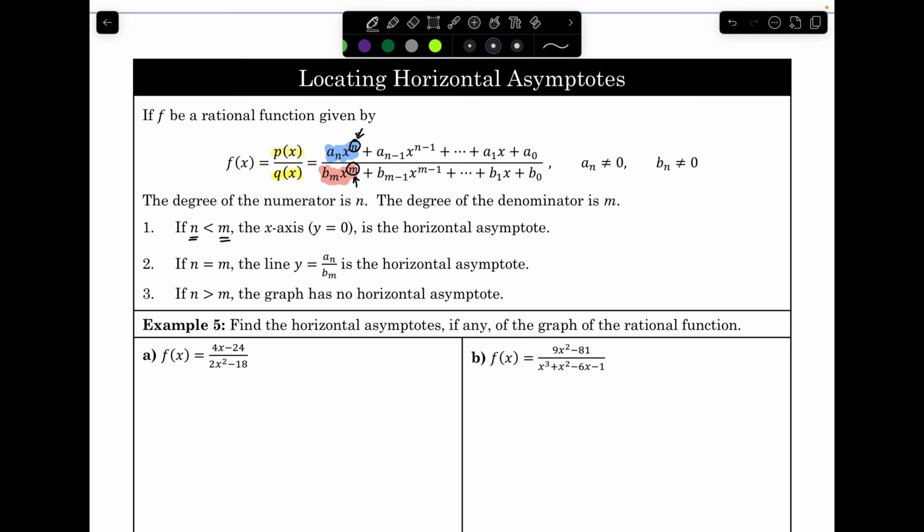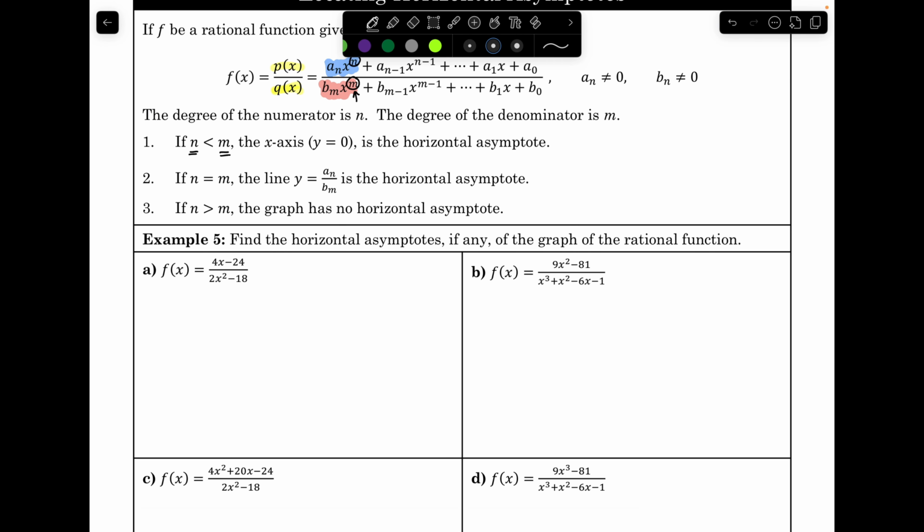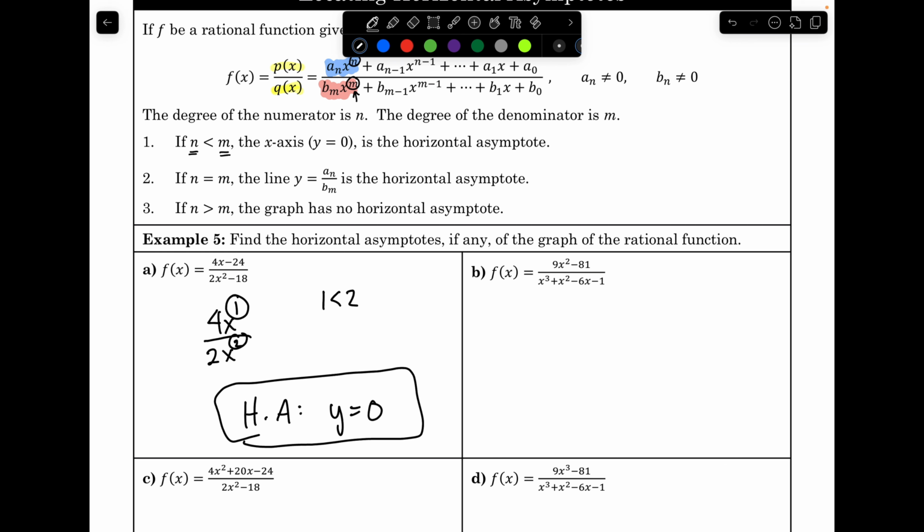For example, 5a and b. Notice the degree of the numerator: we have 4x to the first power divided by 2x to the second power. And again, I don't care about everything else, I'm only focusing on the leading term. Since the degree of the numerator is 1, while the degree of the denominator is 2, 1 is smaller than 2, then the horizontal asymptote is going to be 0 every single time. Doesn't matter what any other values are, your answer is always that in terms of the horizontal asymptote.